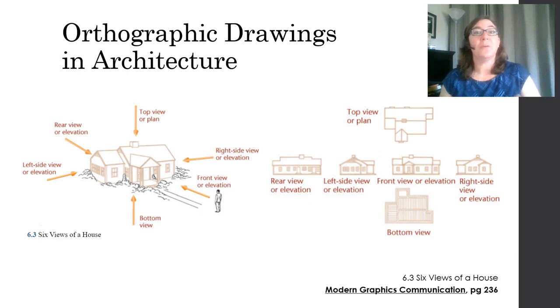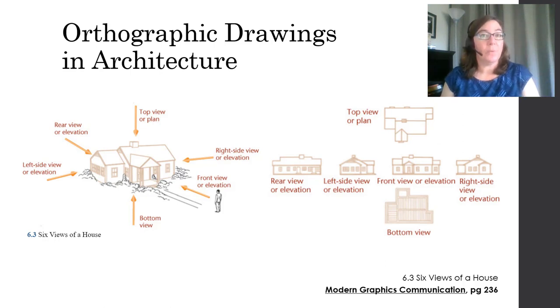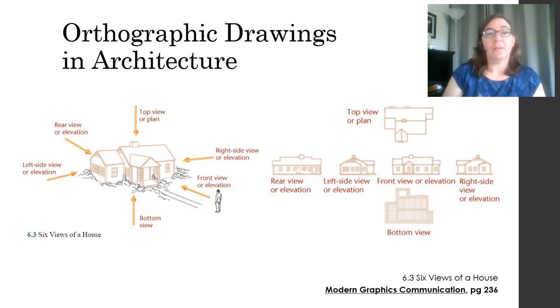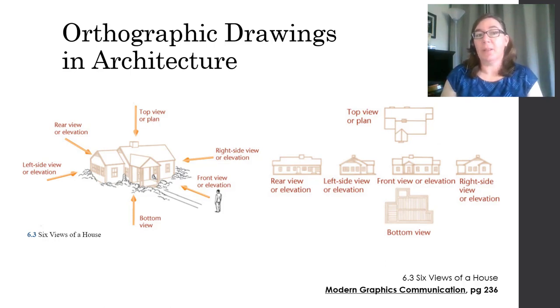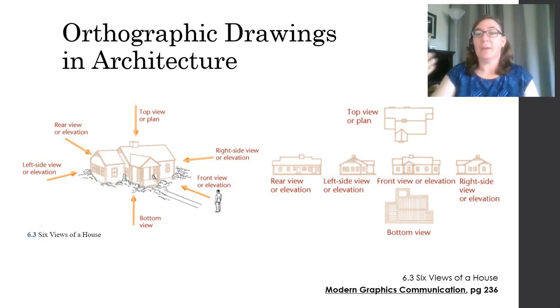So you've learned about orthographic drawings and the glass box technique for three-dimensional forms. In architecture, we use the exact same technique for our buildings. And so you can see on the left the three-dimensional form of a typical house. And on the right, if we took that glass box view and unfolded it, you can see the different views and drawings that come from that.